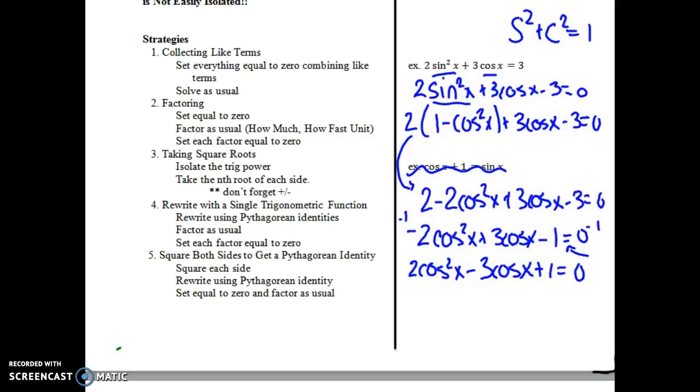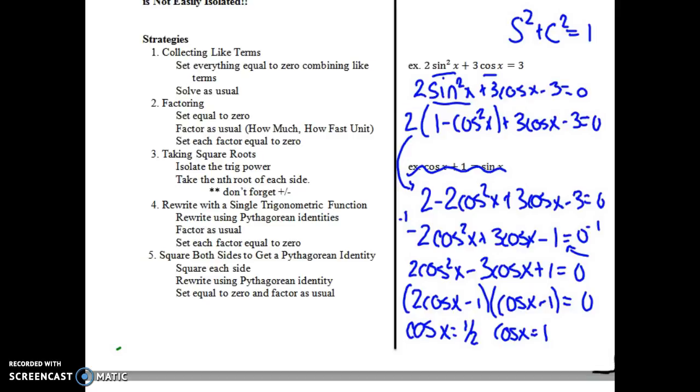So now I'm going to factor because now I can use another strategy called factoring. 2 cosine x minus 1 times cosine x minus 1 equals 0. Set each factor equal to 0 and solve. Cosine x equals 1/2. Cosine x equals 1. Now I need some answers. So for my solutions, those will be where the cosine of x is 1/2, which occurs at pi thirds, and it also occurs at 5 pi thirds. These repeat every 2 pi n.